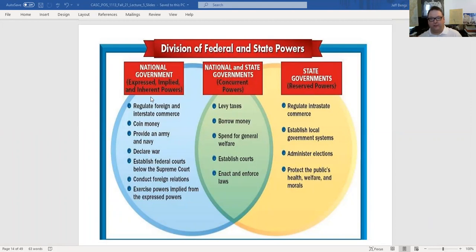This chart illustrates the powers that are expressly for the national government, reserved for the state governments, and then shared concurrently.